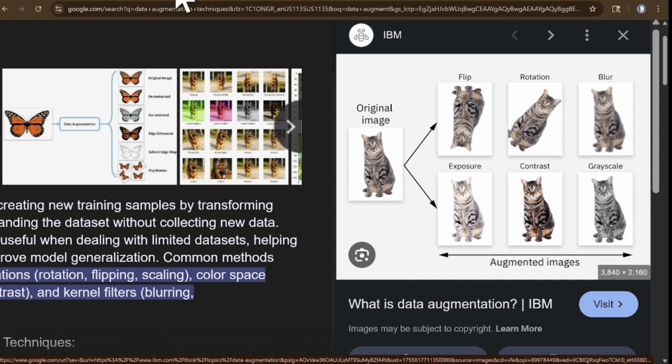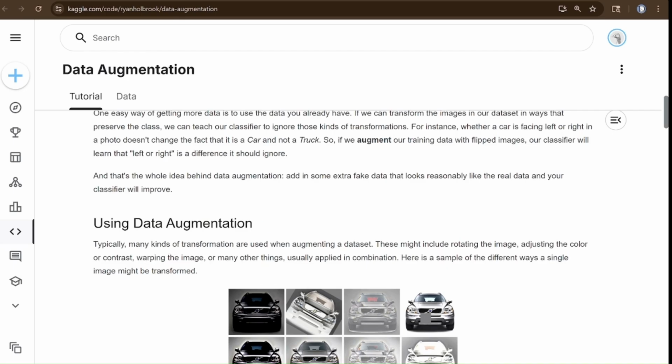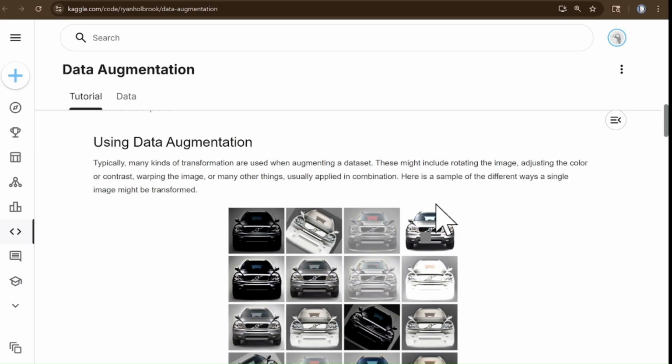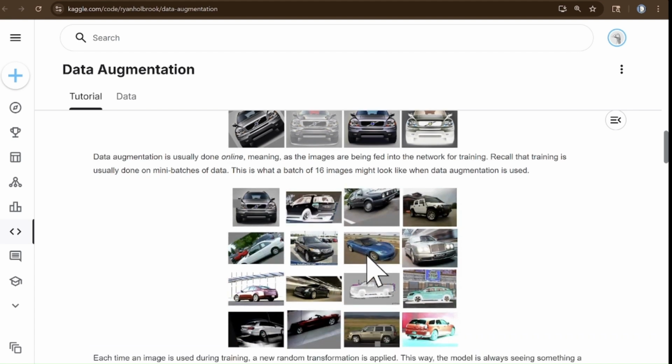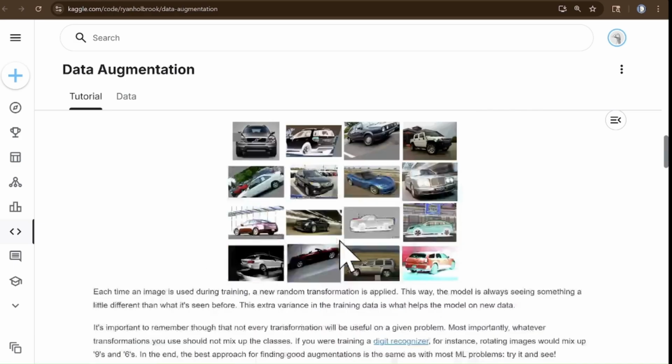Now see, using data augmentation, typically many kinds of transformations are used for augmenting a dataset. This might include rotating the image, like this, adjusting the color, contrast, many other things. Here is a sample of different ways. Data augmentation is usually done online, so you don't have to do this beforehand, as the images are being fed into the network for training. Recall that training is usually done on mini batches of the data. So this is what 16 images might look like when augmentation is used. See, these are the examples.